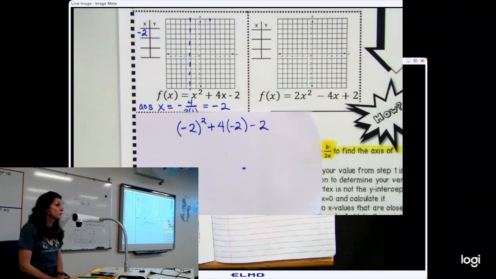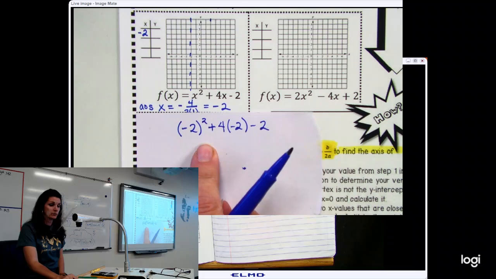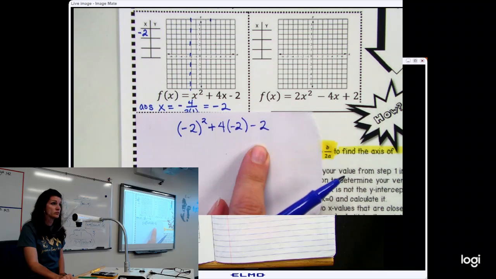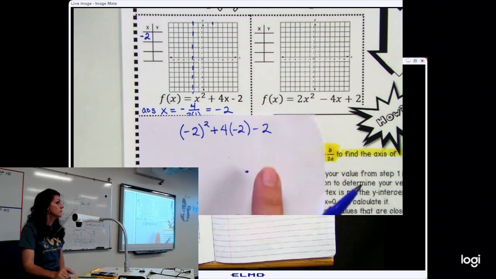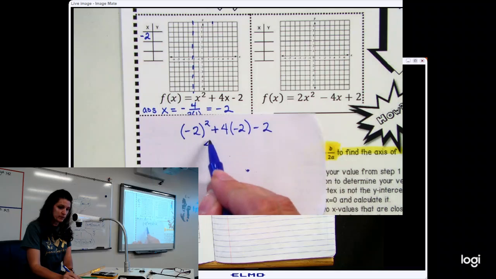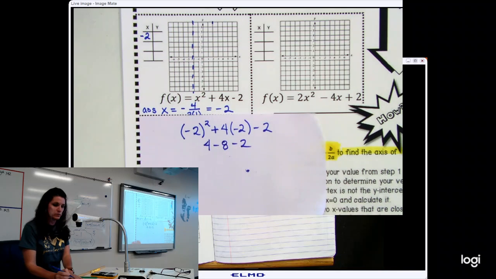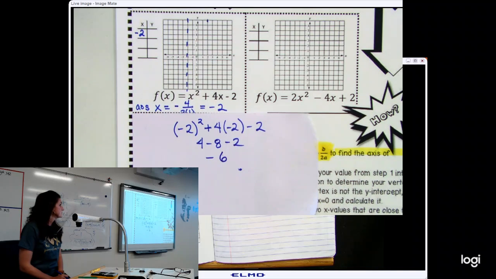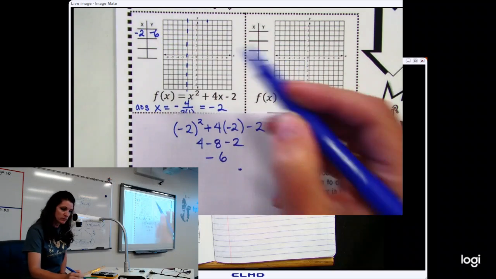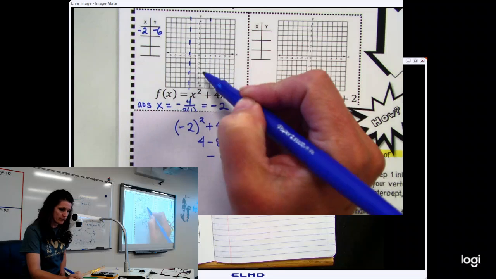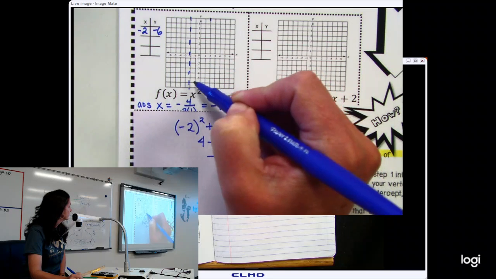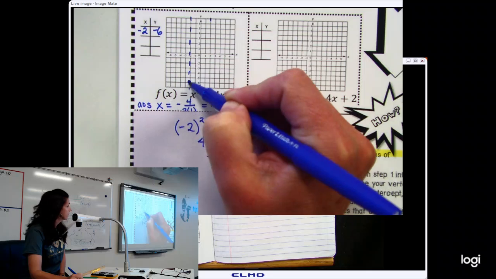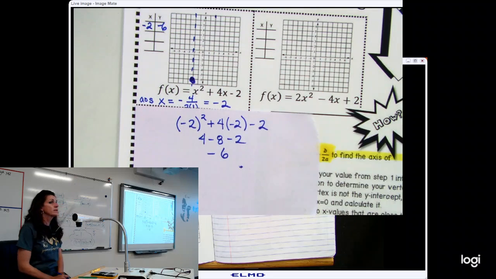If you are not good at order of operations, can you grab your yellow calculator, type that in exactly like that, and hit enter? Yes, you can. If this is hard for you, type it in and hit enter. That's going to give me 4 minus 8 minus 2, which is negative 6. So when we plugged in negative 2, we got negative 6. So on my graph over here, negative 6. Right there is your vertex.